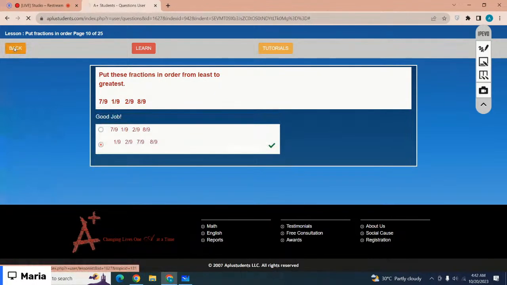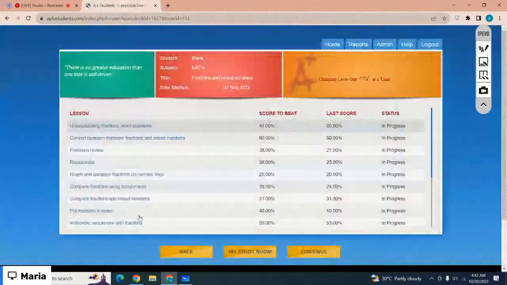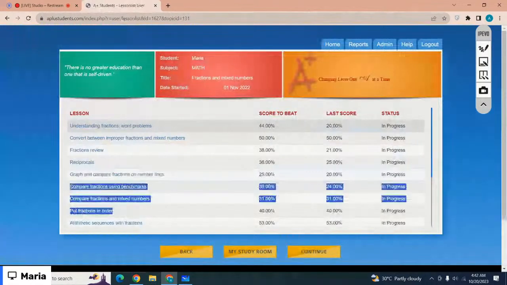So we were working on grade 5 math. The chapter we're working on is fractions and mixed numbers, I think. Yes, and the lessons we have covered today are graph and compare fractions on number line, compare fractions using benchmarks, compare fractions and mixed numbers, and put fractions in order.